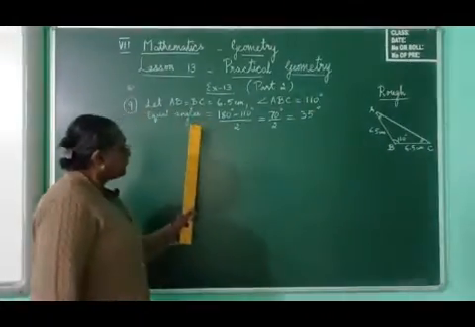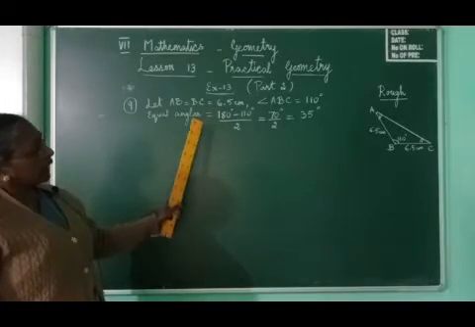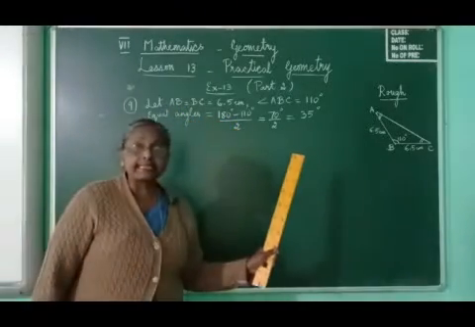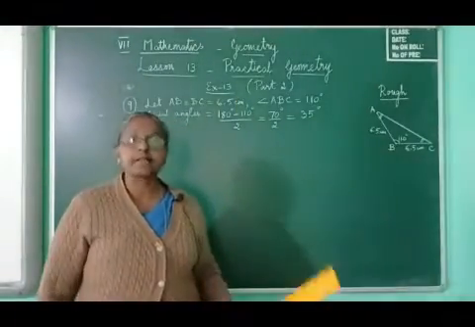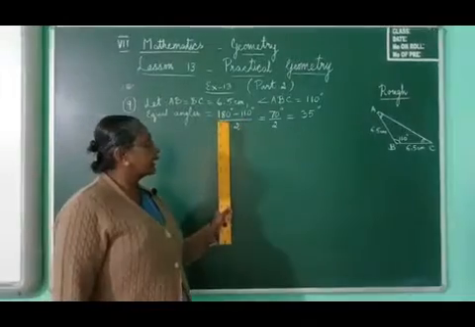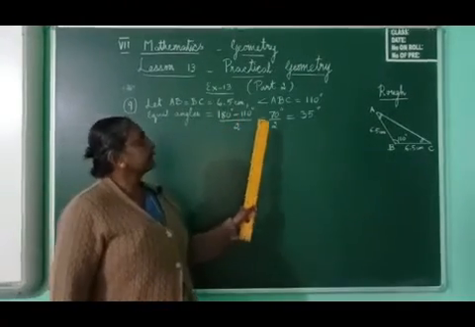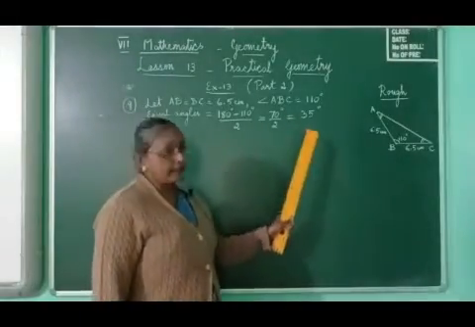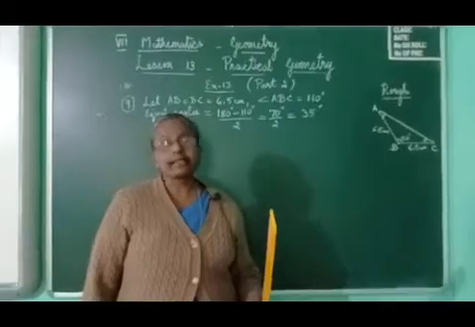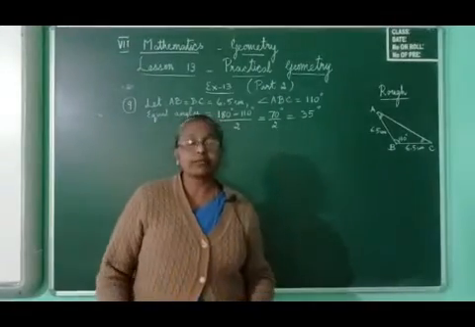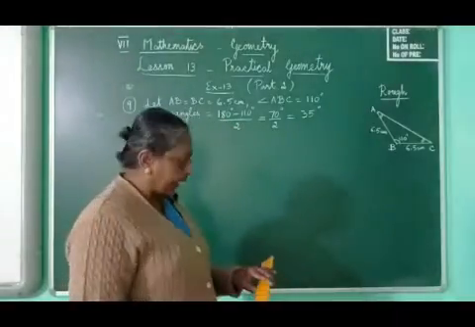So here, if one angle is 110 degrees, what will the other two angles be? We know the sum of all three angles is 180 degrees. Therefore, (180 minus 110) divided by 2, which is 70 divided by 2, which is 35 degrees. So each of these angles should be 35 degrees. After drawing this, we can also measure and check whether we have drawn correctly.